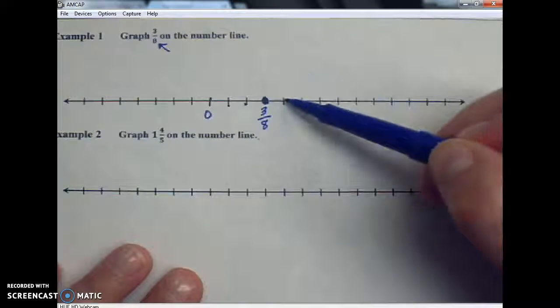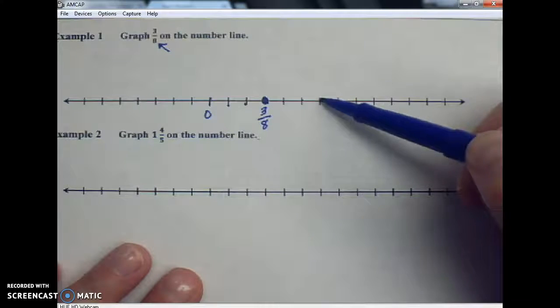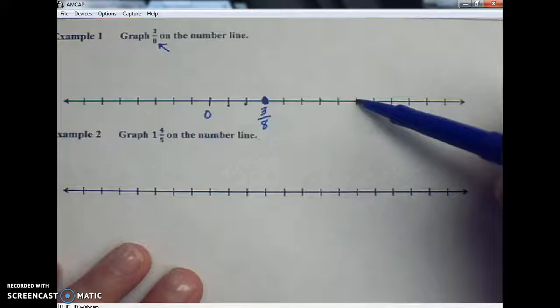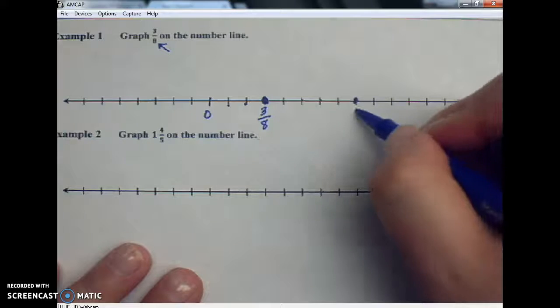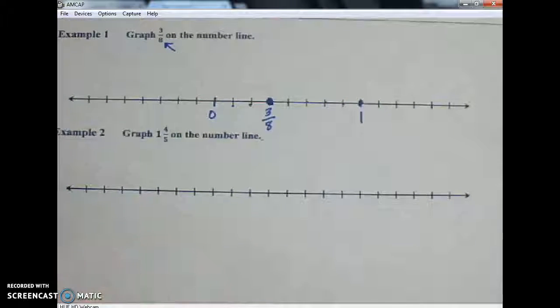And I'm going to keep counting. 4/8, 5/8, 6/8, 7/8, 8/8. There's my 1 whole.